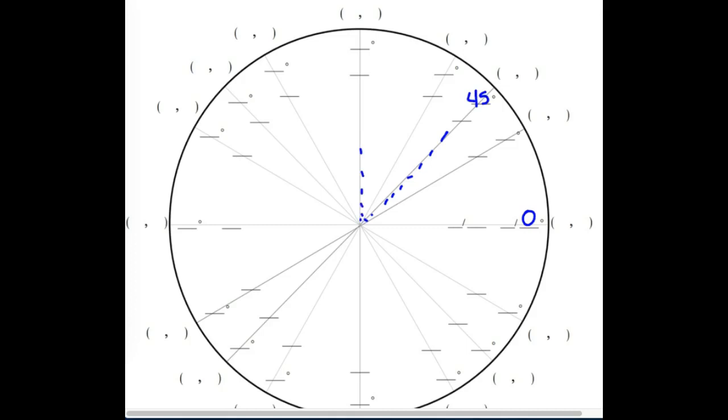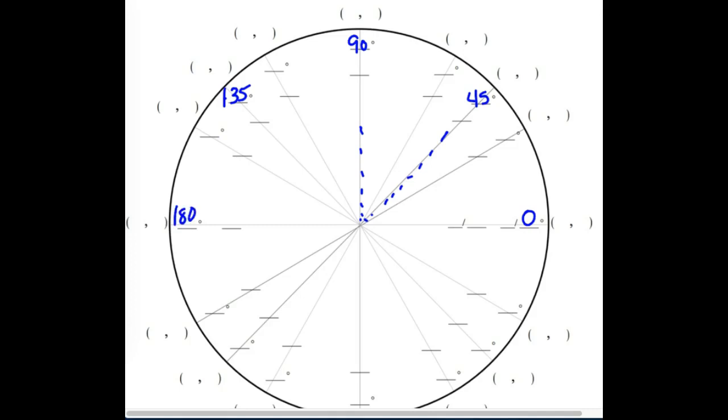This would be 90 degrees. I want you to keep going with that 45 mark in each quadrant. We're adding 45 degrees each time, right? 135. Add another 45 and we get 180.